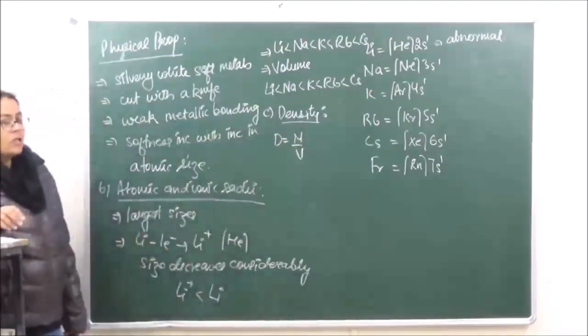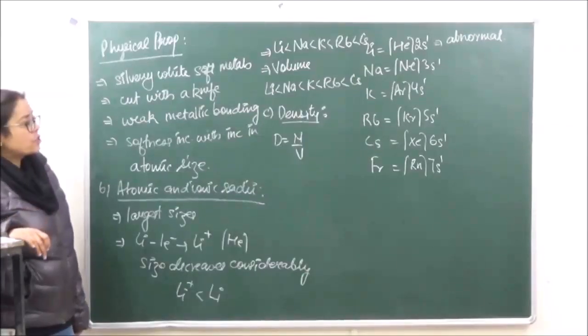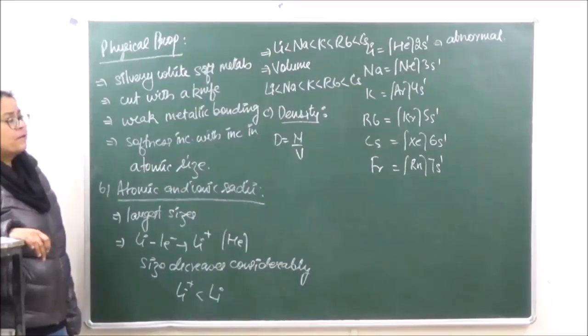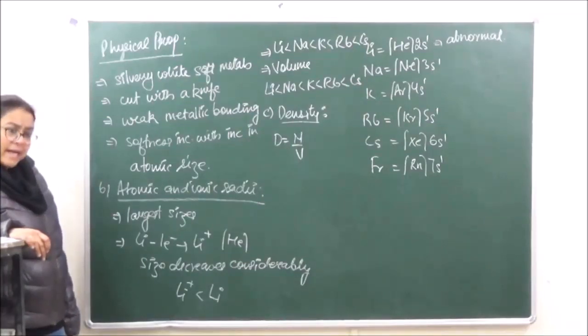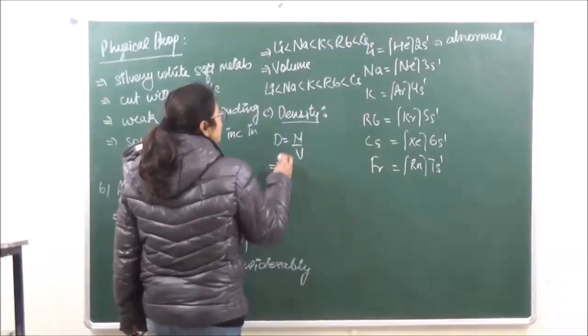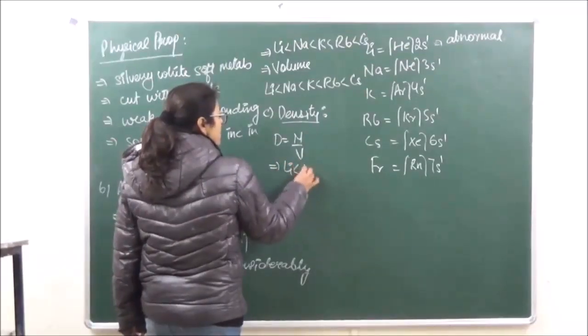So if we are going down the group from lithium to francium, the mass is going to keep on increasing and the volume is also increasing. So what is the net effect of both on density? Mass is increasing, therefore density will increase. Volume is increasing, therefore density will again increase. So as we keep going down the group, density will keep on increasing.